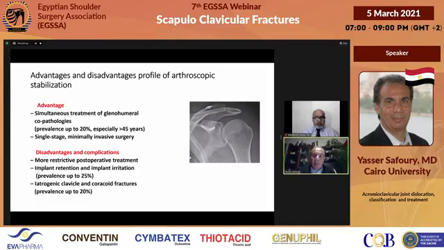The suspension devices, arthroscopically, they have advantages. First of all, very minimally invasive. And number two, that they can address the co-pathologies which are present in 20% of the patients.